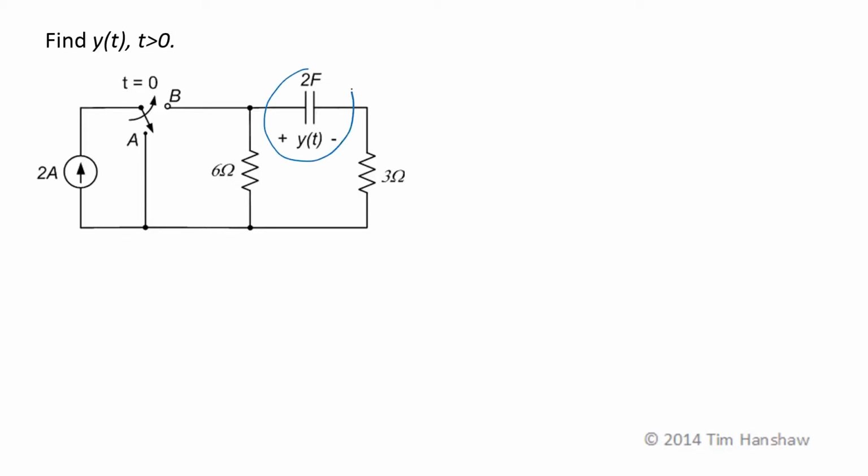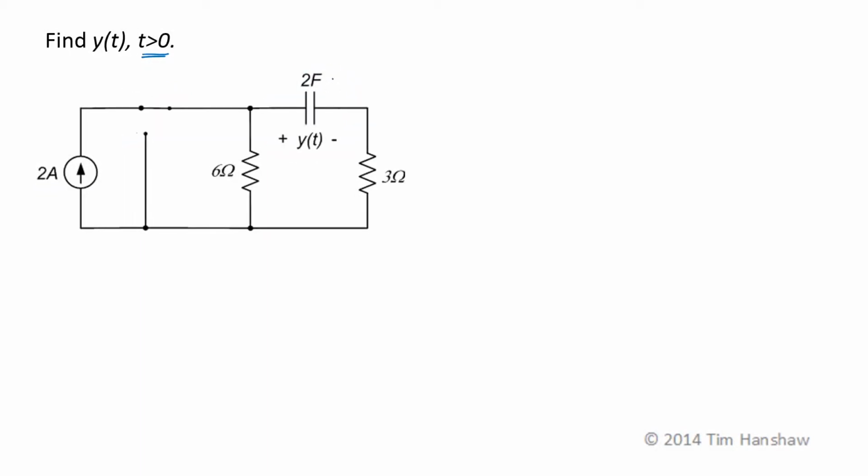We have a capacitor here. We want to find the voltage across that capacitor for t greater than 0 after we move this switch from position A to position B and this 2 amp source is connected to the capacitor. Since we're interested in t greater than 0, let's redraw the circuit to show the switch in the correct position.